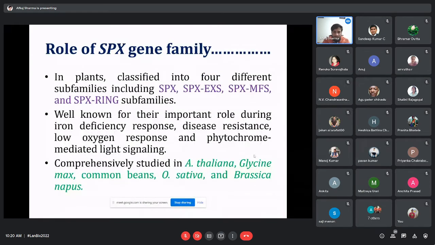So these have been classified into different categories, subfamilies: SPX, EXS, SPX-MFS, and SPX-RING. They are well known for their important role during the iron deficiency response as well as disease resistance, and have been comprehensively studied in different plants: Arabidopsis thaliana, soybean, common bean, rice, and Brassica. But at this point in time, they have not been identified in wheat. So that's why we study this gene family in wheat.